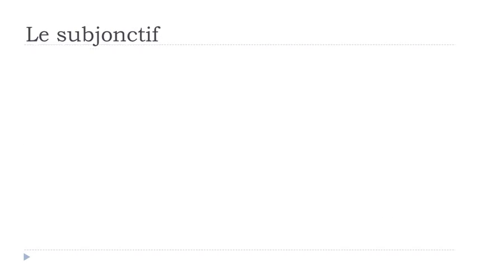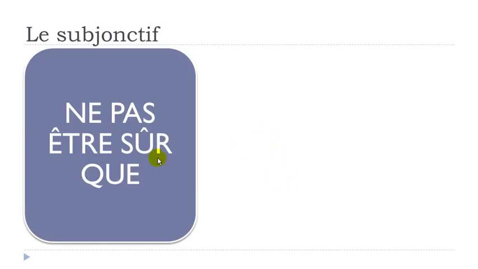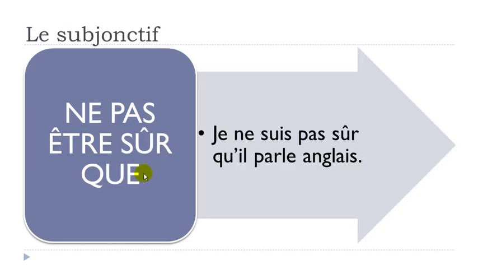Un doute, a doubt. So let's see what we've got. And the structure, so être sûr, to be sure, okay? But then, of course, you should put the negative form of this to be sure. So, ne pas être sûr que, okay? Because you want to express a doubt. So, je ne suis pas sûr qu'il parle anglais. Okay? So, I'm not sure that, and then, il, he, parler, to talk, to speak, anglais, English, okay? And here you've got your verb parle, and this form is the subjunctive, okay?